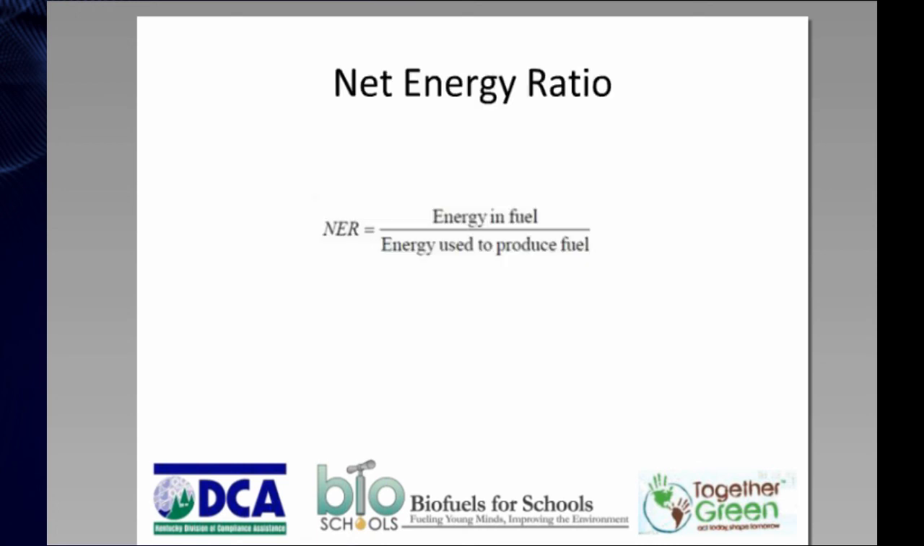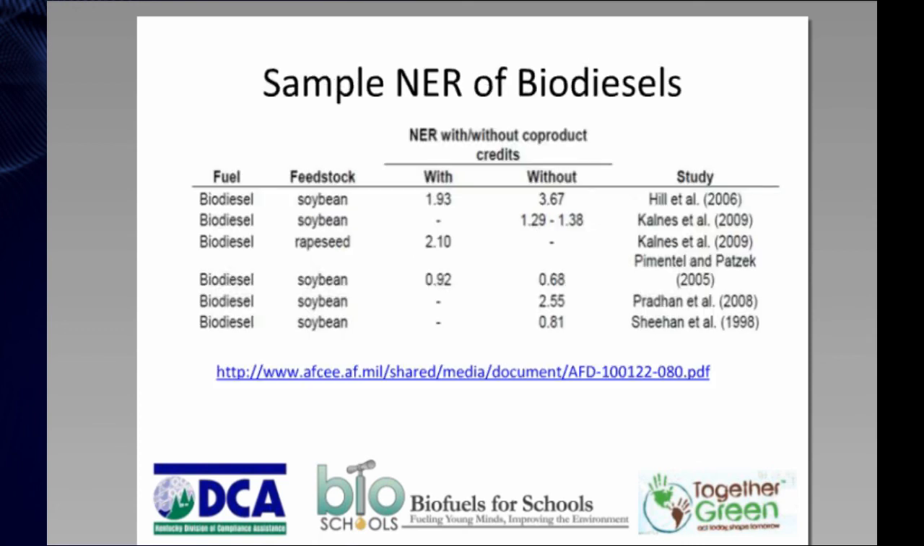Net energy ratio, or NER, is the ratio of the energy in the fuel versus the energy needed to produce the fuel. In general, most biodiesel is considered to have a NER of greater than 1. There is wide variation on how to calculate and define the energy used to produce the biodiesel. Therefore, there is wide variation among NER estimates for biodiesel. As you can see from the chart above, there is a large variety in the NER estimates.